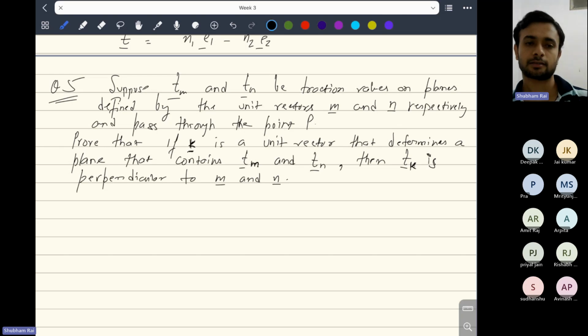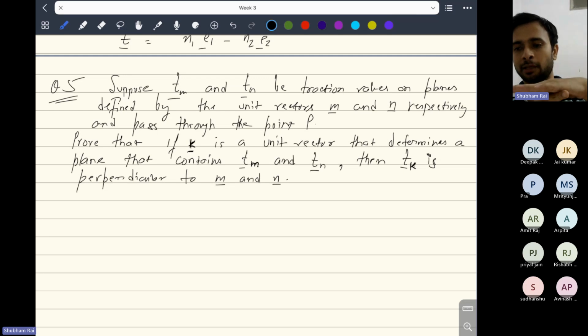So it's been given here that suppose Tm and Tn are traction values on planes defined by M and N vectors. You have to prove that if K is a unit vector that determines a plane that contains Tm and Tn. So let's say this is Tm and this is Tn. A plane can be made to pass through these two vectors, right? If you have two vectors, a plane can pass through both of them. K is a unit vector which determines this plane, which means K will be the normal vector to this plane, because the normal vector of a plane determines that plane.